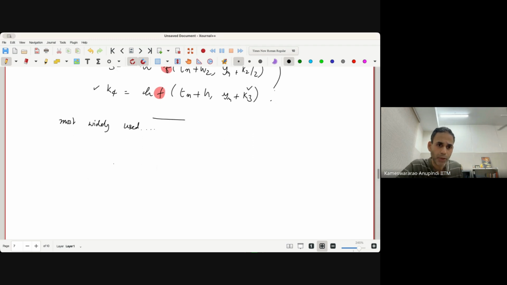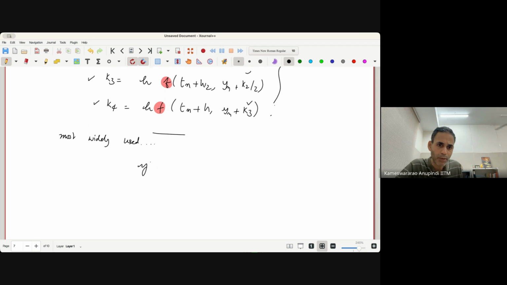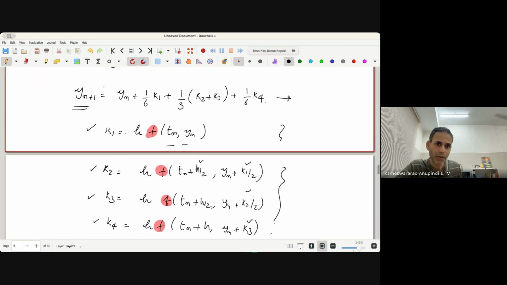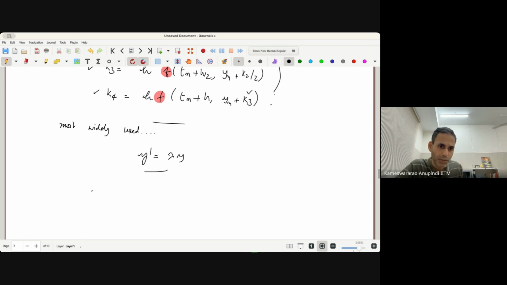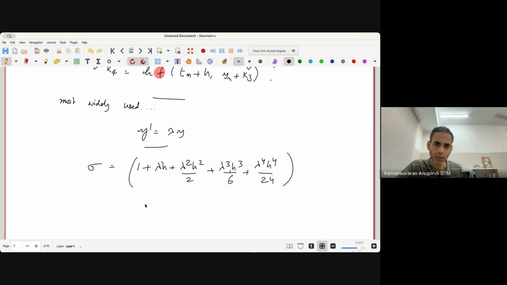Okay. Now if you want to apply the model problem, that is y prime equals lambda y, right? And then write k1, k2, k3, k4, and then substitute into yn plus 1, just like the way we have done it for the RK2. Then what you're going to see is that sigma equals 1 plus lambda h plus lambda square h square by 2 plus lambda cube h cube by 3 factorial, that is 6, plus lambda power 4 h power 4 by 24. Okay, so this is what you're going to see for sigma.